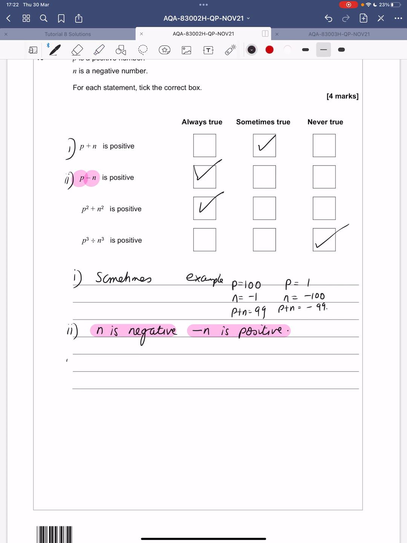Okay, P squared plus N squared. P squared is positive, greater than 0. A negative number squared.